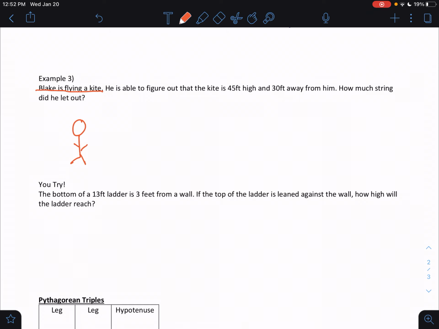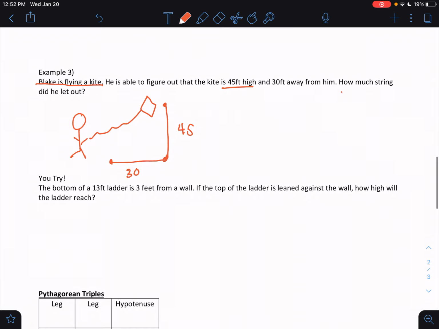He knows that the kite is 45 feet high and 30 feet away from him. So here's his kite that he is flying. And we know that the distance from the ground to where the kite is 45 feet. Because it's 45 feet high. Now, it's 30 feet away from him. This is kind of a disproportionate picture, but it's 30 feet away from him. So that is this distance. We want to know how much string he let out. That's our hypotenuse. And we're going to solve for our hypotenuse.